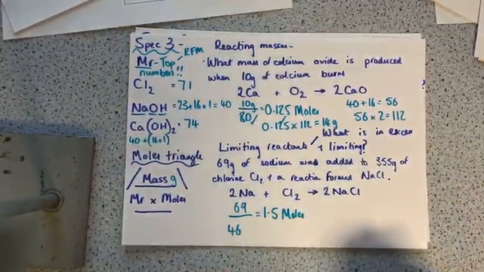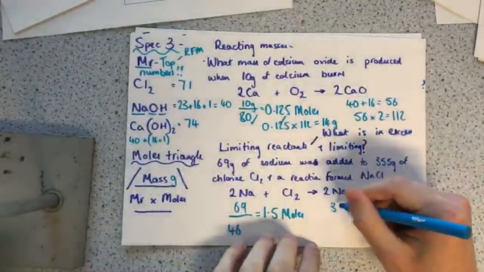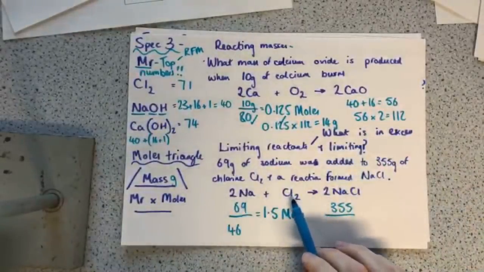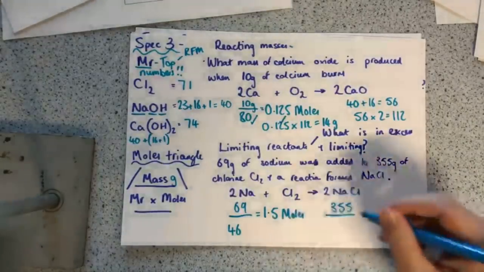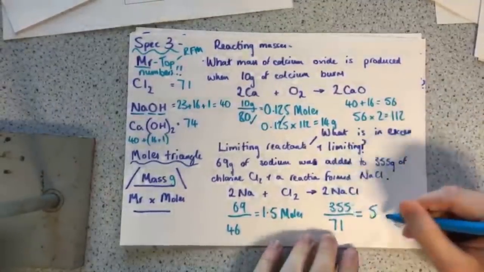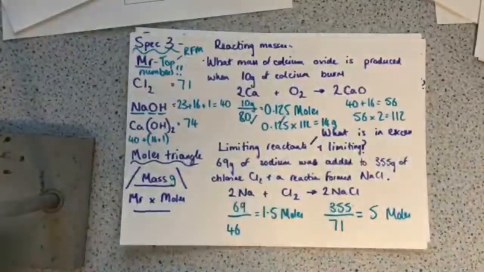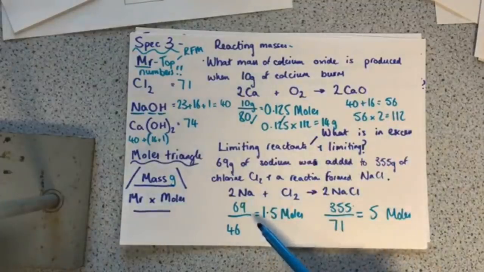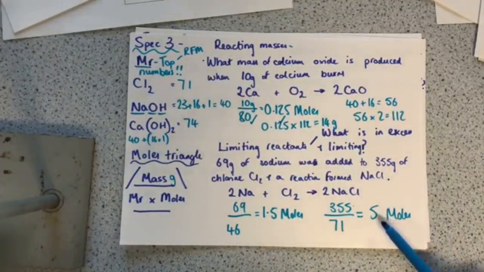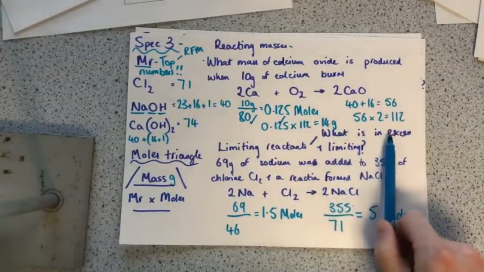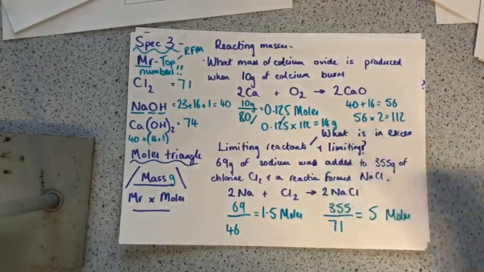Over here, we're going to look at chlorine. It tells us the mass is 355, and we're going to divide that by the MR of chlorine. The top number for chlorine is 35.5. There's 2 of them, so we multiply it by 2, so we get 71. If you do that divided by that, we get 5 moles. The whole point of a limiting reactant is that, as you can see, there are fewer moles of sodium than chlorine. So therefore, the limiting reactant is sodium. The one in excess would be chlorine, because there's more of it.